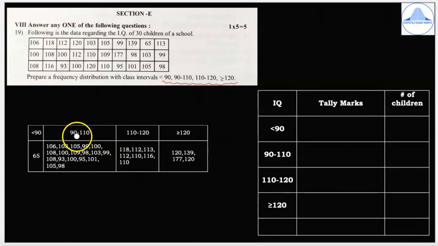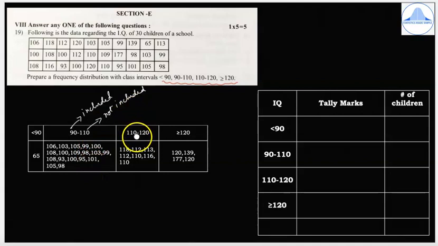Then between the range 90 and 110, here you should note that 90 will be included, whereas 110 is not included in this class interval. So the values which lie in the range 90 to actually 109, because we are not considering 110. The 110 value will get included in the succeeding class interval. So the values between 90 to 109 are these values which I have listed.